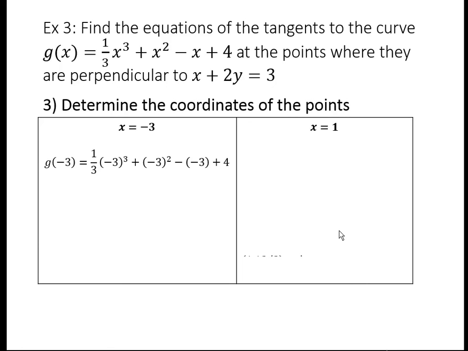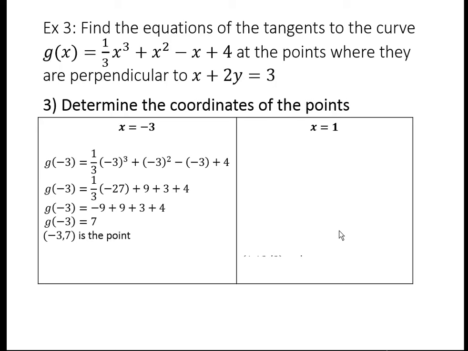So I plug negative 3 into g, do the arithmetic. Here I'm showing all of my working. So cubing negative 3, squaring negative 3, and then subtracting a negative is a plus. Collecting my like terms, I get 7. So negative 3, 7 is the point. The gradient will be 2. I've got all the information I need. I just need to do the arithmetic.